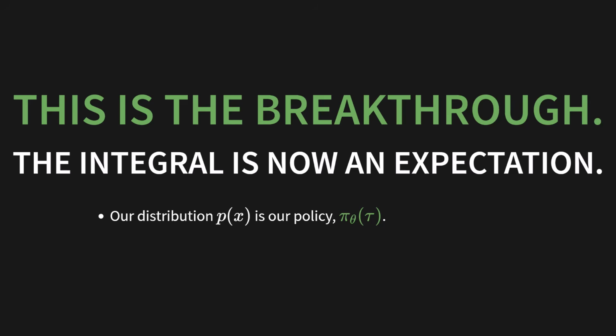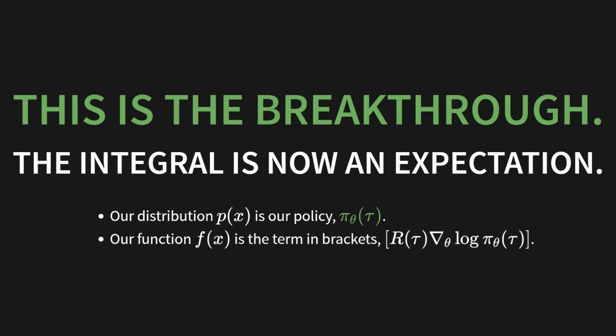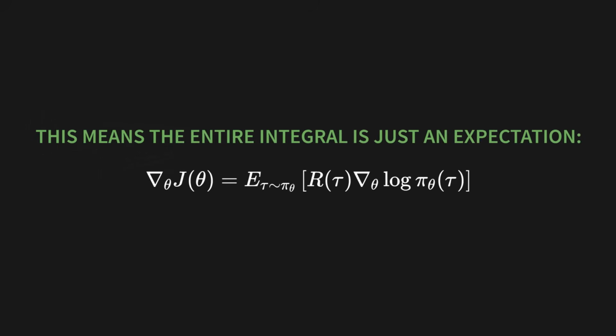The integral is now an expectation. Our probability distribution, p of x, is our policy, pi theta of tau. We know how to sample from that. And our function, f of x, is just that whole term in the brackets. This means the entire integral is just an expectation. The gradient of J of theta is the expectation, when we sample trajectories from our policy, of the reward for that trajectory times the gradient of the log probability of that trajectory. That's it.